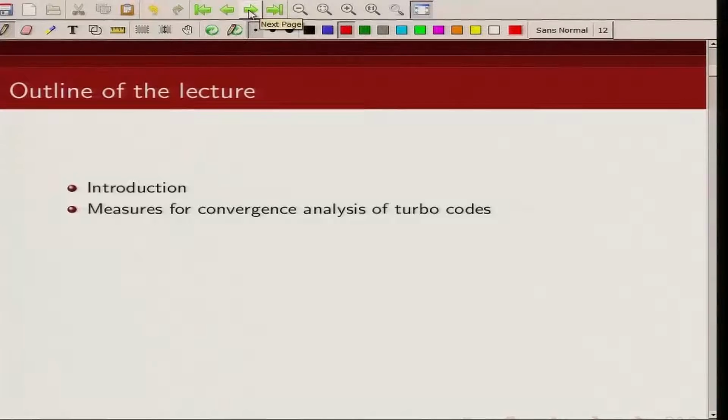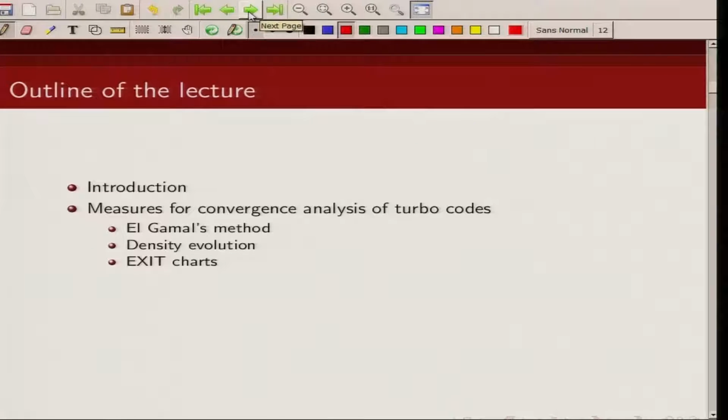With a brief introduction, we will talk about the various measures for convergence analysis, and in particular we are going to talk about these three methods. The first method is based on Gaussian approximation and involves tracking the mean of the extrinsic values, a method proposed by Al-Gamal. Next, we will talk about a method proposed by Divsalar and others using density evolution, and then a method based on tracking mutual information, proposed by Ten Brink.